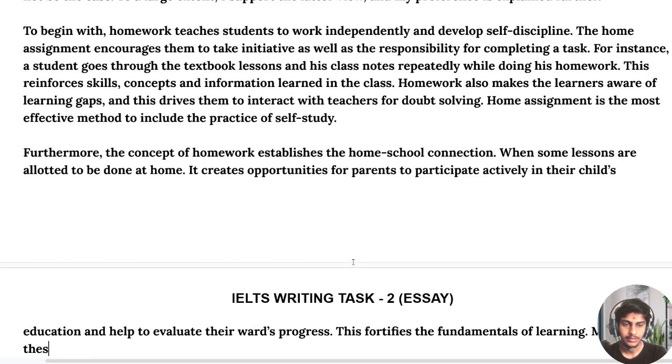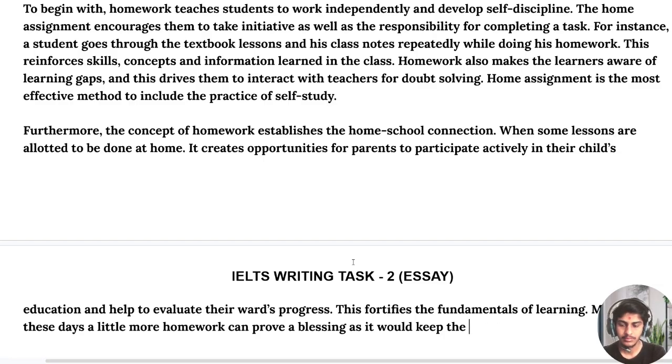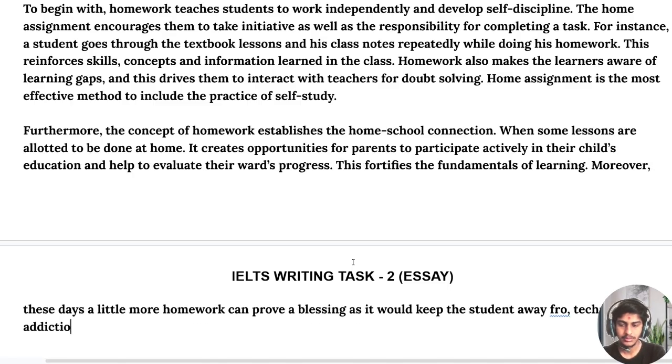Moreover, these days a little more homework can prove a blessing, as it would keep the student away from technology addiction. So our body paragraph 2 is over.